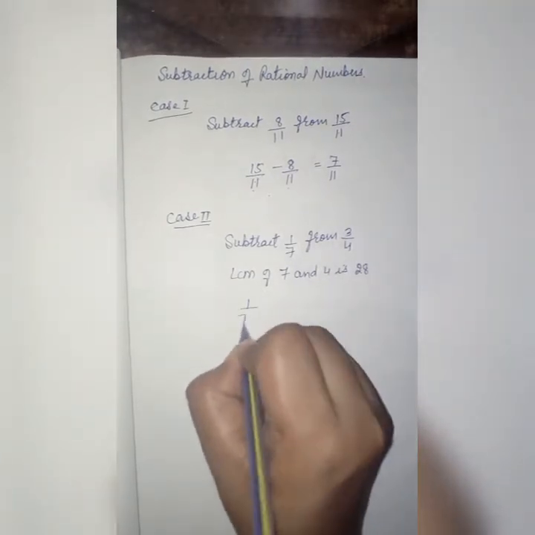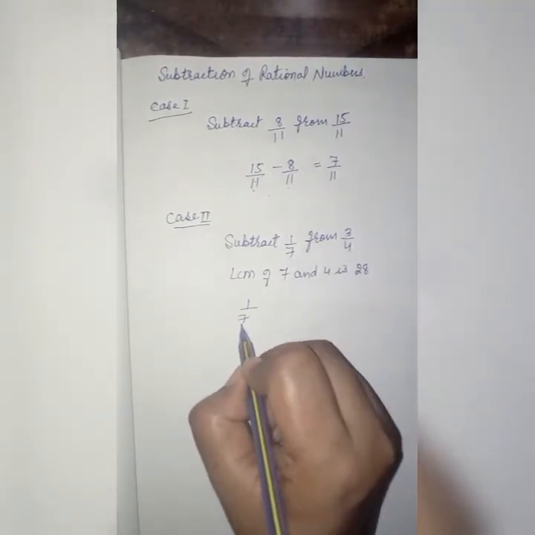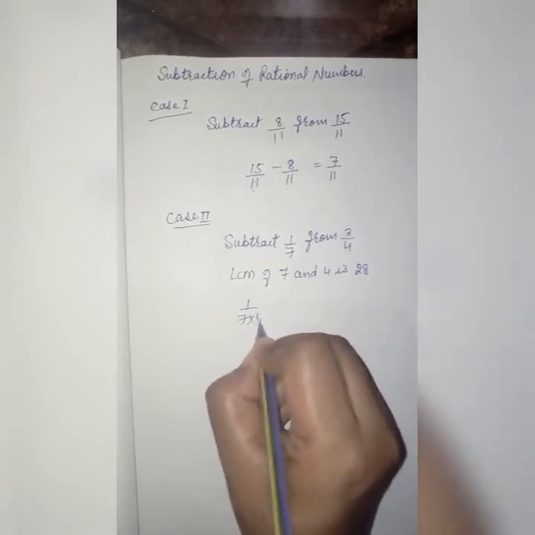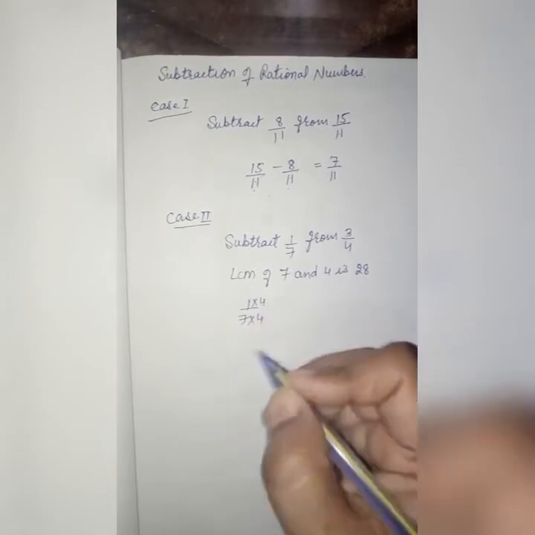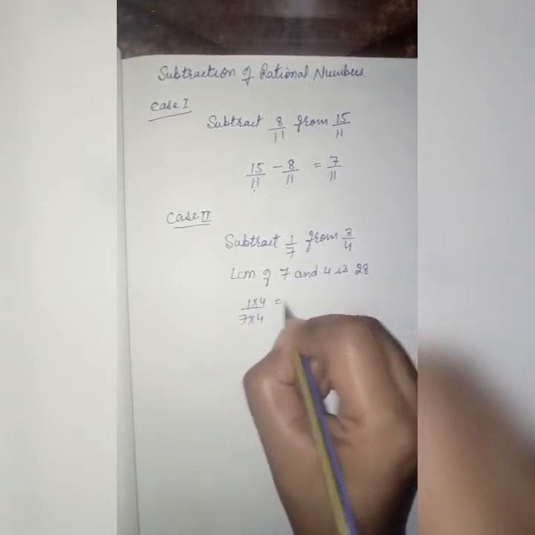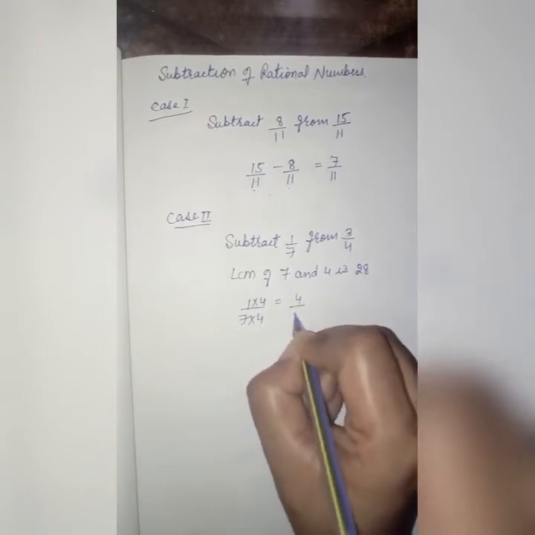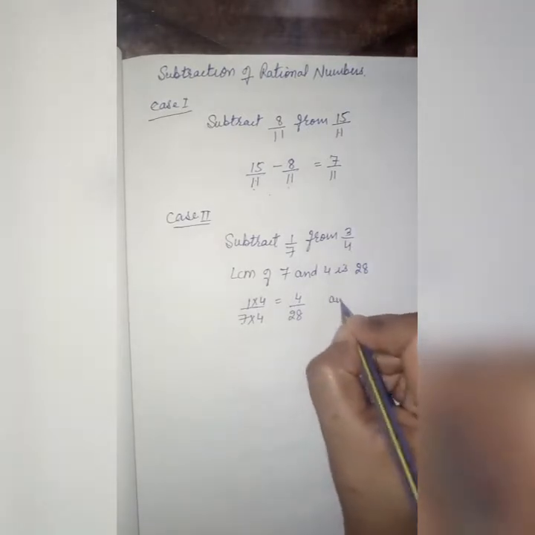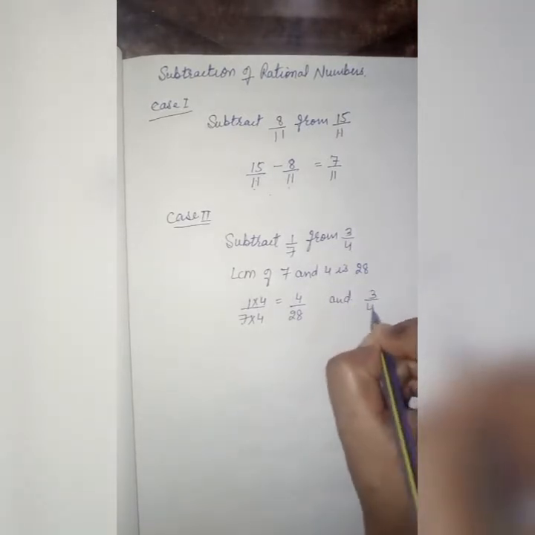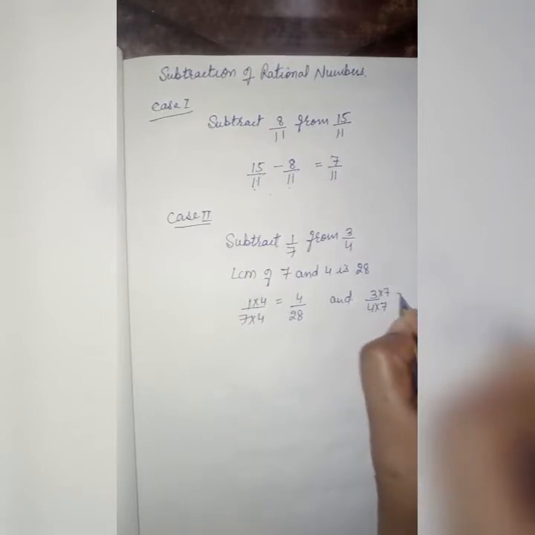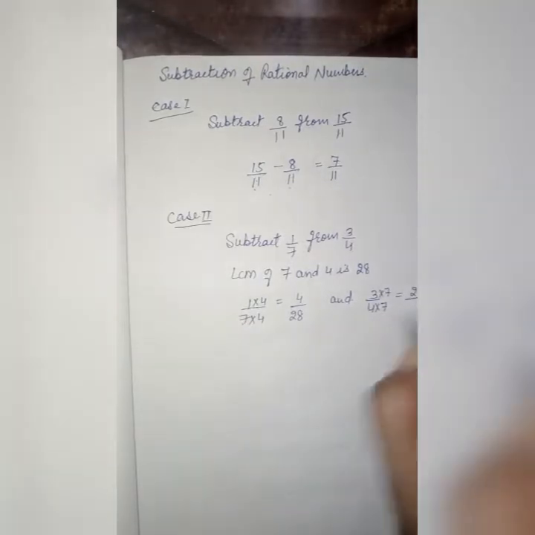So it will become, you want this 7 to be 28. So what you will do? You will multiply this number with 4 and with the same number you will multiply numerator. It will become 4 upon 28. And 3 upon 4, it will also become, with 7 you will multiply this. 7 3s are 21 and 4 7s are 28.